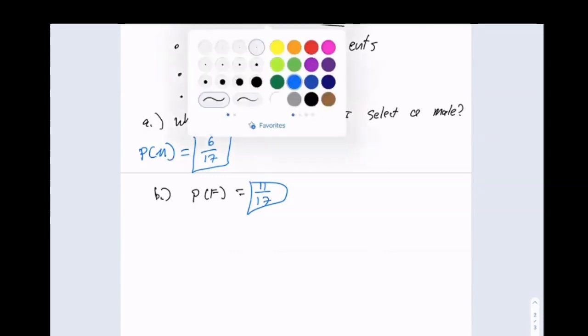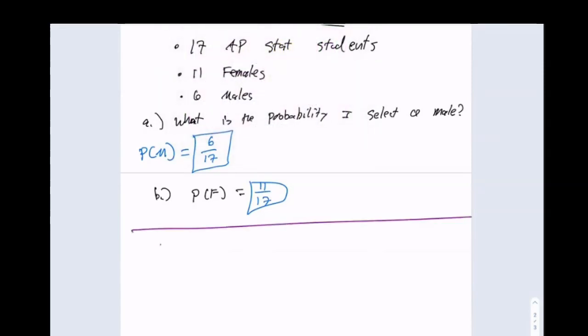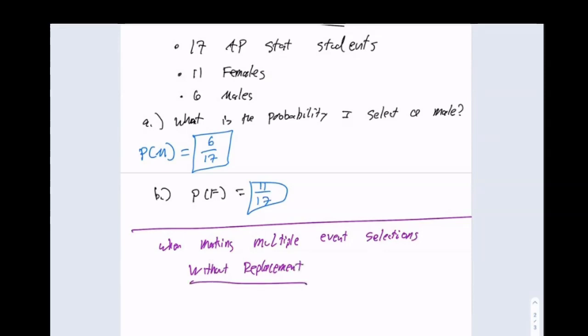So without replacement, here's the main premise. When making multiple event selections without replacement, the denominator always decreases by 1 for each follow-up selection.